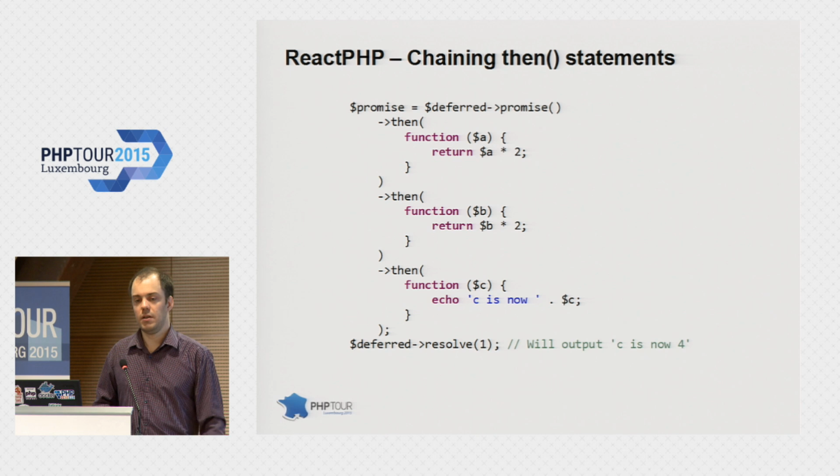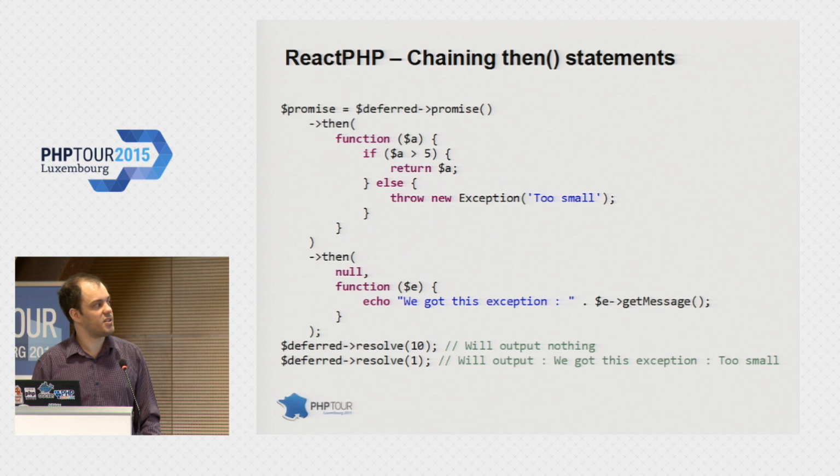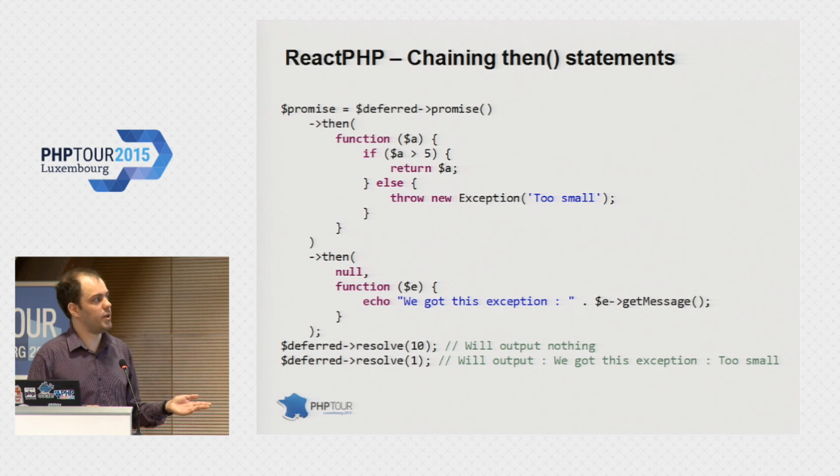The same thing will happen if we get an error. So in this example, if we run resolve 10, it's going to say 10 is greater than 5. In that case, return A, return 10. But that's going to be returned right there, which is null. So that's going to do nothing, basically. However, if we run it with a parameter of 1, it's going to go in here, it's going to throw an exception. And so that's going to end up in the error part of the then function. And so we get this exception and then the message.